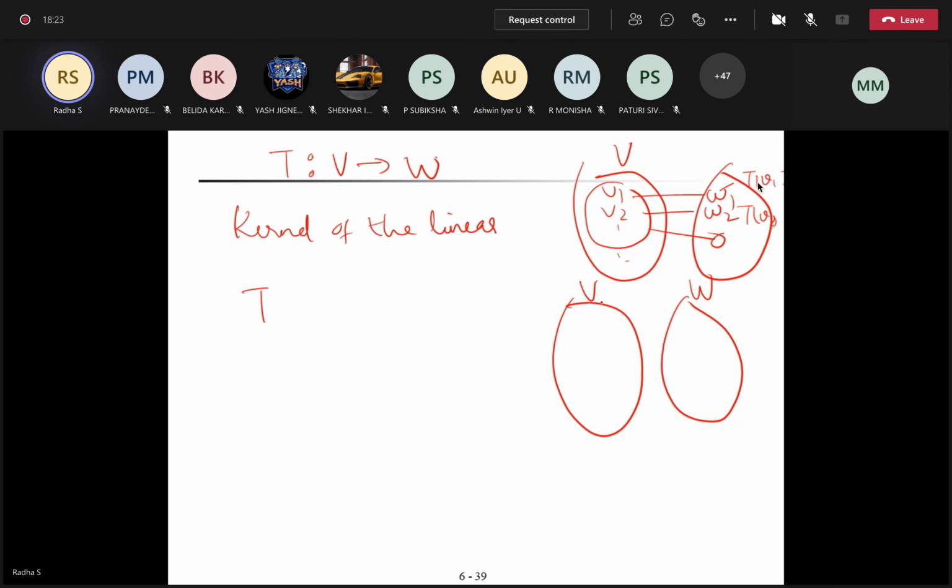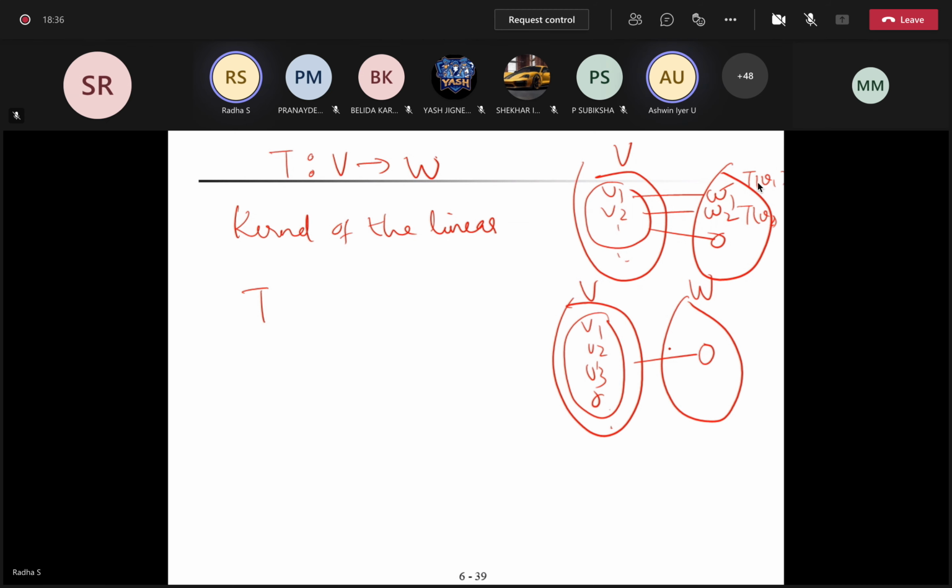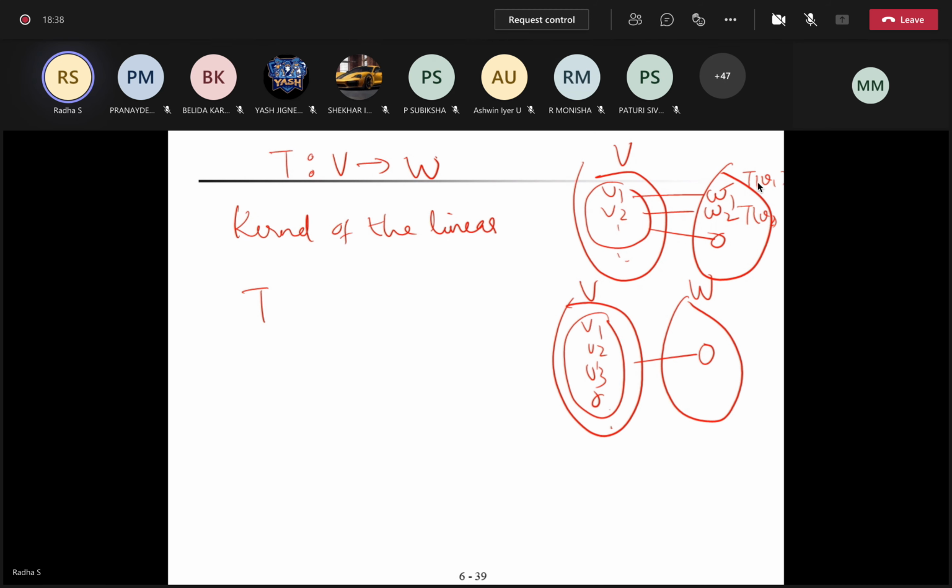V is a vector space, W is a vector space. V1, V2, etc. Many elements are there, right? Suppose V1, V2, V3, 0. All these elements, to find the image, it is the 0 vector here. Right? 0 means not numerical 0, 0 vector. So all these vectors are mapped to the 0 vector here.